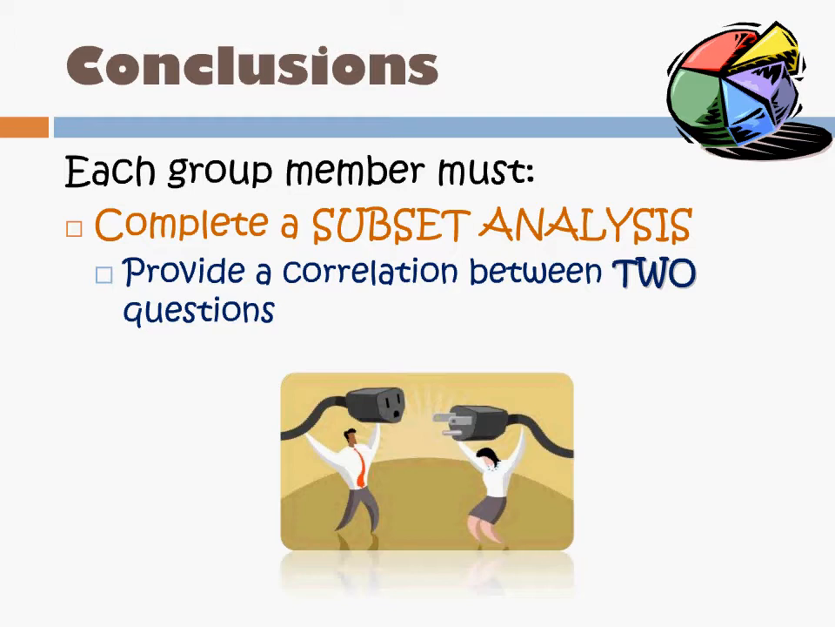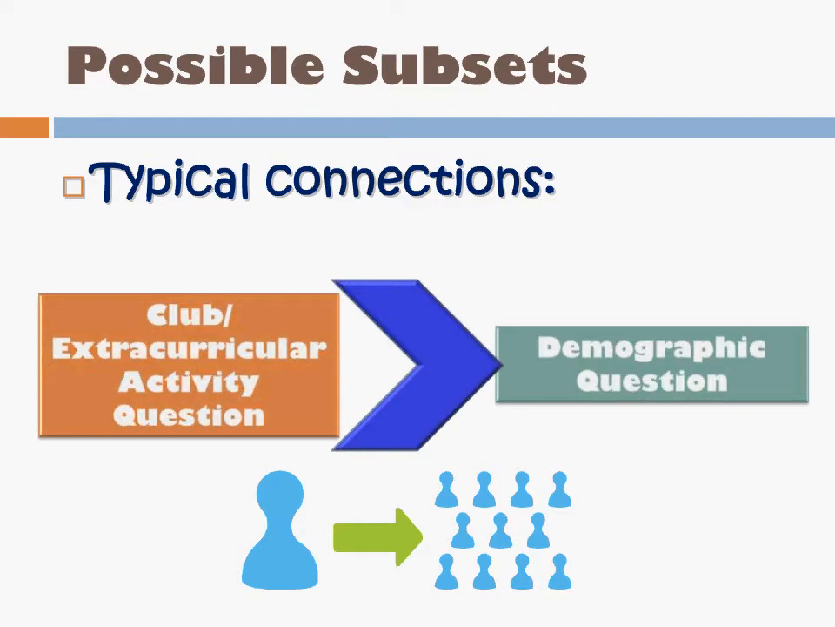This is a correlation. So after your conclusions or within the conclusion section, it's up to you, you need to complete a subset analysis. This is a correlation between two questions. So one question is telling you something, and then you're making a connection to another question, to further illustrate the results. What do we mean by this? Typically these connections are made between a general question, such as your club or extracurricular activity question, or something more specific, but again, within those survey questions where it's all about the club or the promotion or whatever it is, your product in the marketplace.